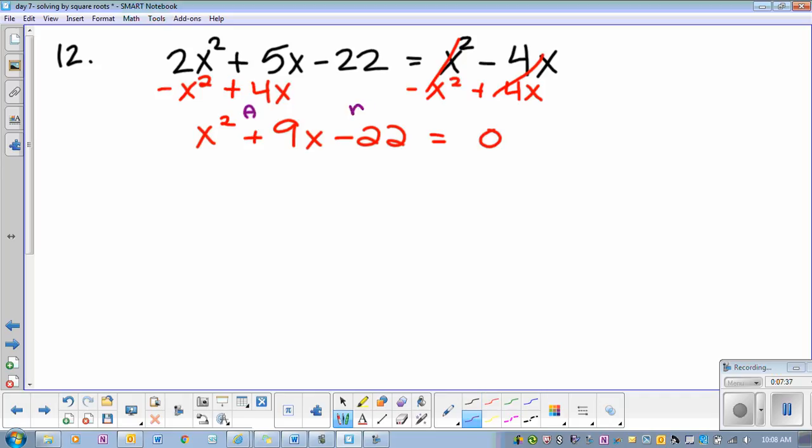Now, I have a trinomial, so this is AM. What's my M number? Negative 22. By the way, there's no number here. I mean, it kind of is 1, right? You could still swing it though. Do you want to swing this one? Yeah, because it keeps it consistent. 1 times negative 22 gives me negative 22, right? What's still my A number? 9. So what two numbers multiply to give me negative 22, but add to give me 9? 11 and negative 2.